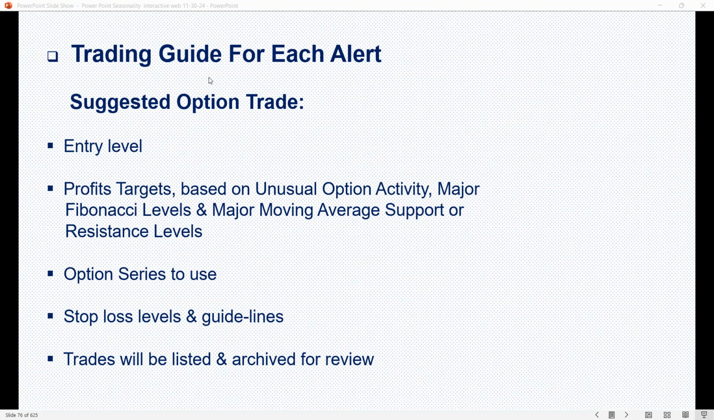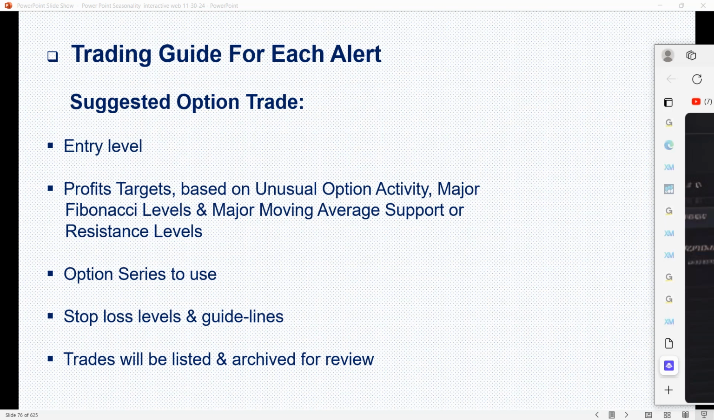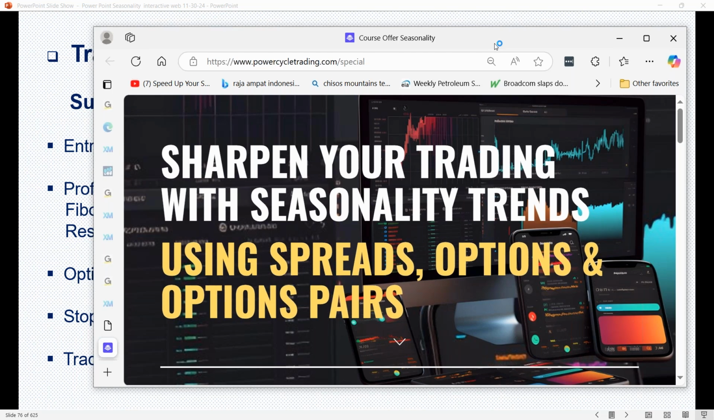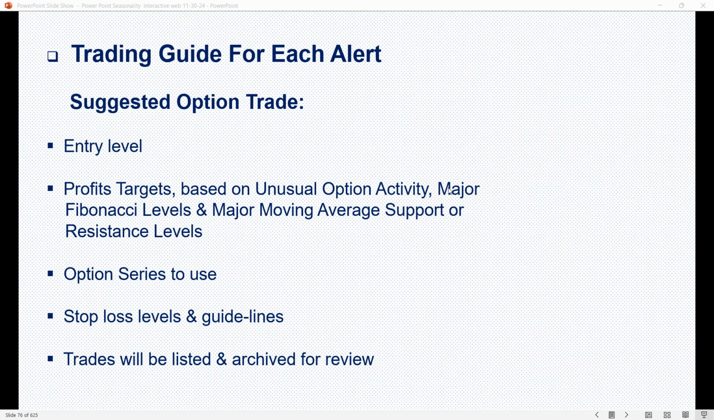Now, when I send out an alert, a lot of members just click on it and it'll pull that up. When I send out the alert trades, a lot of members just want the trades. They just do their own thing, but I will always give you an option trade, okay? A suggested option trade that I think is appropriate for the specific trade that's sent out. So when I send it out, I'll give you the entry level, profit targets based on my price target mapping. Then I'll give you what option series to use. And then I'll talk about stop loss levels and trade guidelines there.